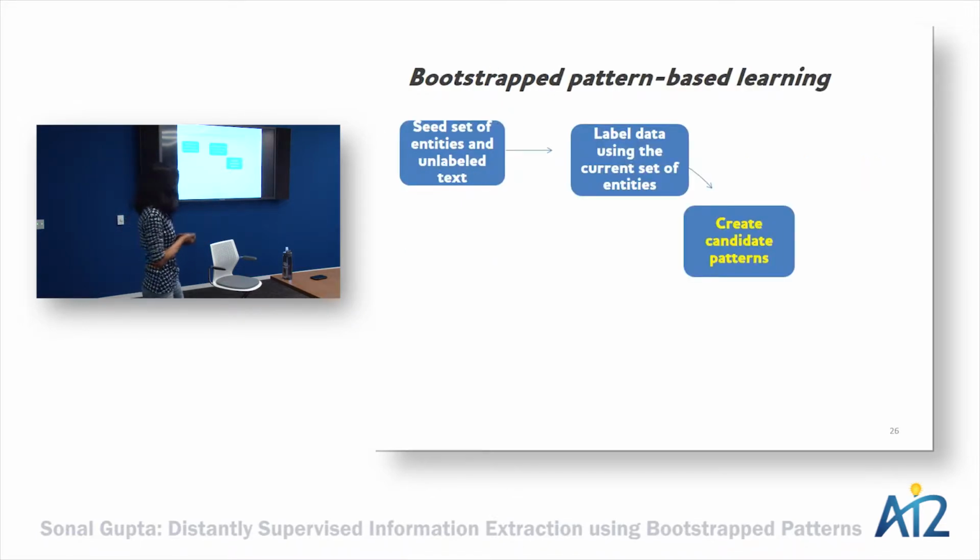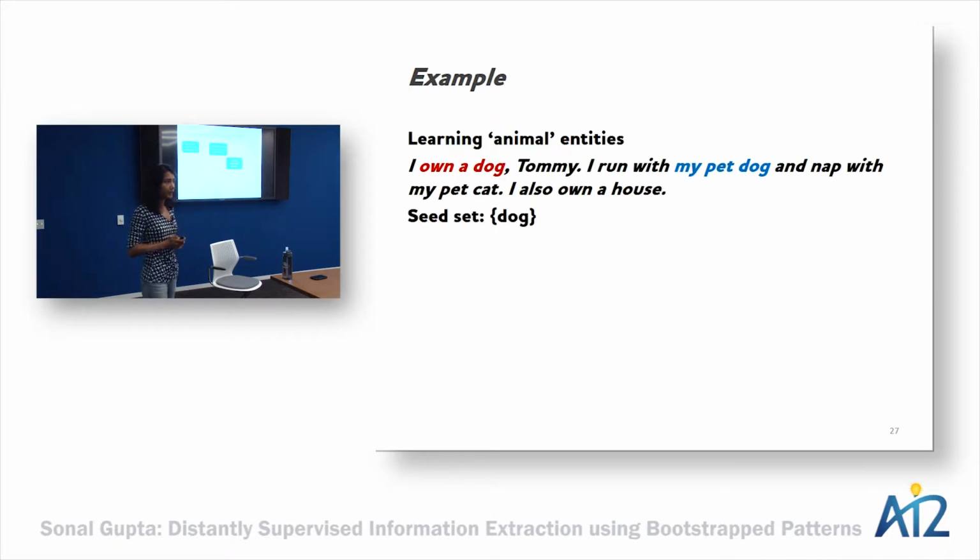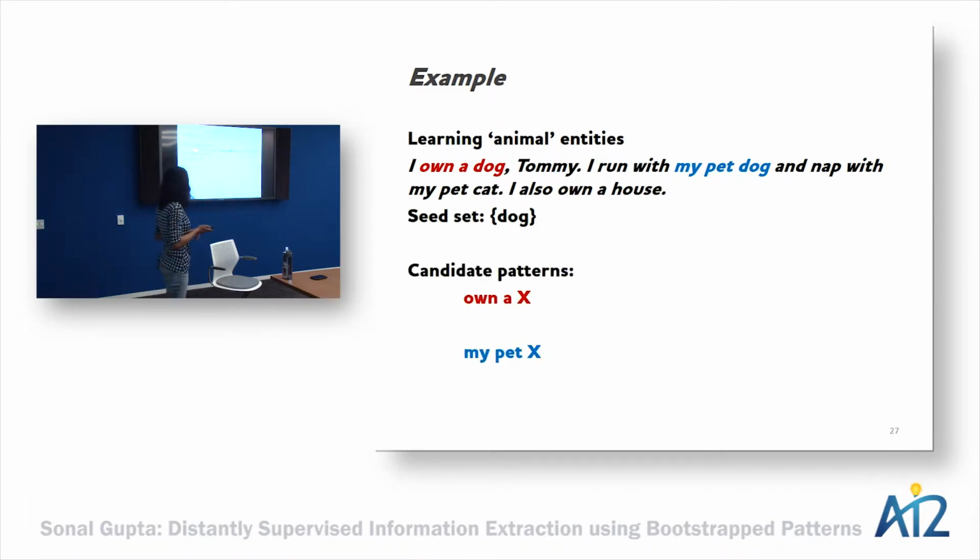In the next component, you create patterns around this. In this example, I'm working with surface word patterns, so I'm just looking at the words and the type of words in the left window and the right window. But you can also work with dependency patterns and other kinds. Here, there would be a lot of candidate patterns, but I'm just going to talk about 2 of them: my dog X and my pet X, which we extracted because we labeled the 2 instances of dog.